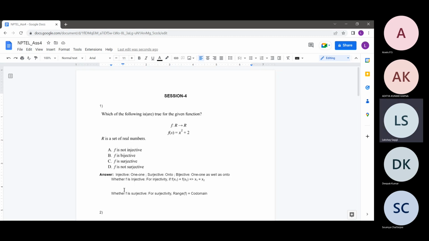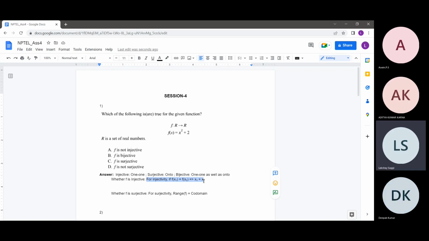So basically, we need to show the formal definition of injective. For injectivity or one-oneness, we need to show if f of x1 is f of x2, then x1 equals x2. But the intuitive notion for one-oneness is that a function should take a unique, different value for every input. So for two different inputs, it should take two different values. This is injectivity. Here f of x is x square plus 2.